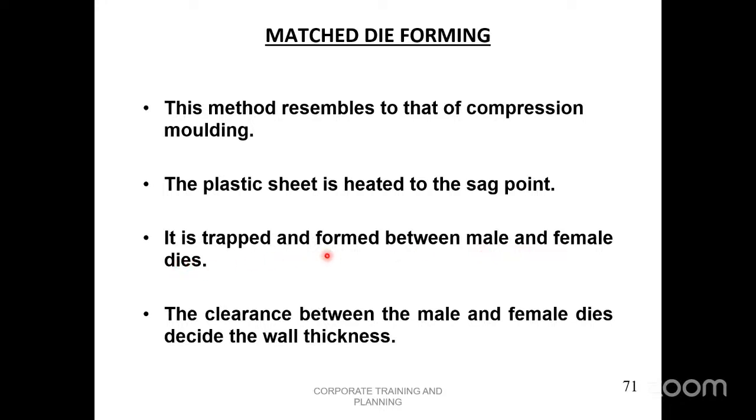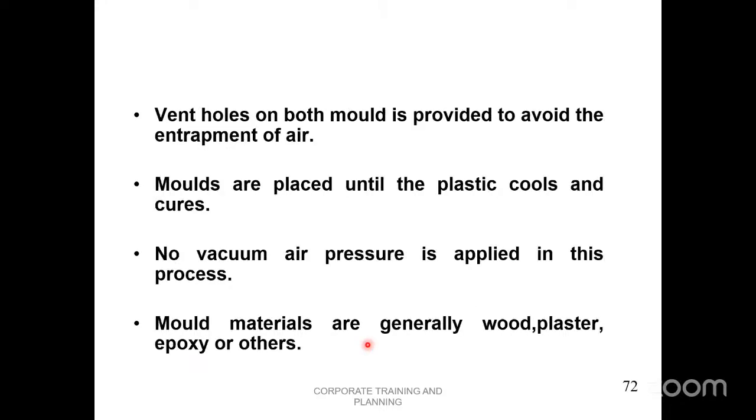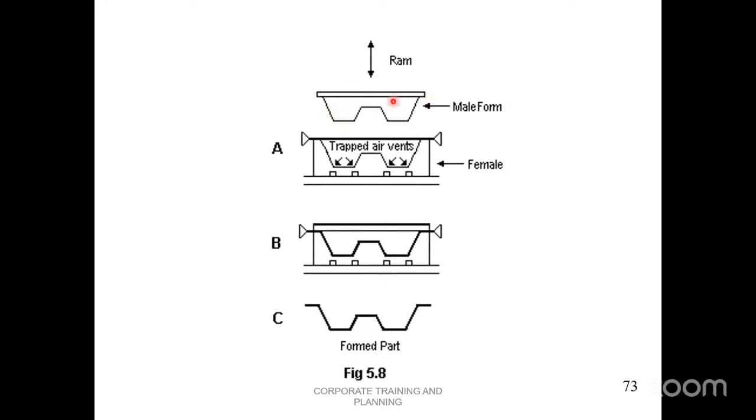See here, it is trapped and formed between the male and female dies. The clearance between the male and female dies decides the wall thickness. See now here, I will show you: this is a male mold, this is a female mold, and this is a sheet here. You have to heat the sheet. On top, the ram is there, and it will take the shape. You just take this ram down, and it will take the shape of the inside, between the portions of the male and female mold. Very simple process, friend. It is just like the compression molding process. Nothing more. Very simple.